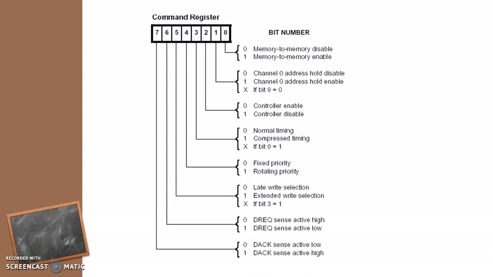Then bit 5 is late write selection or extended write selection. When the external device has been writing the data, after the late write, it checks whether the data has been written properly, verifies it, then provides the signal. So that is your late write. The other one is extended clock cycles to write the data.